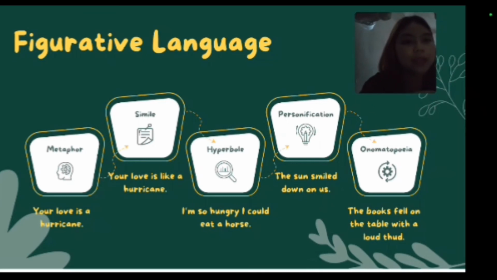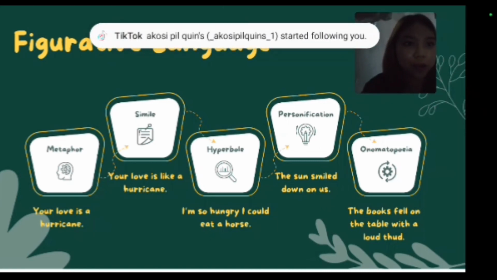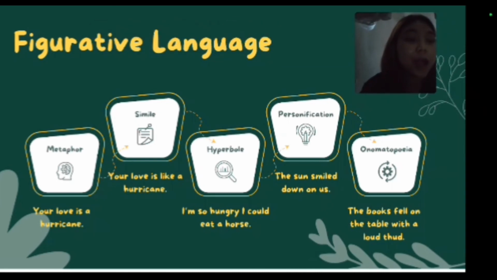Next is hyperbole. I'm so hungry, I could eat a horse. Now, we cannot eat a horse. Of course, hyperbole exaggerates something that we normally do, just like eating a horse when you're hungry. That is not something a normal person can do.